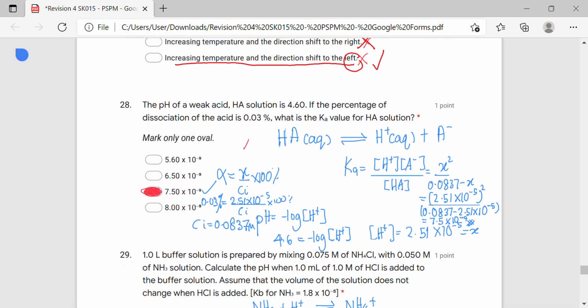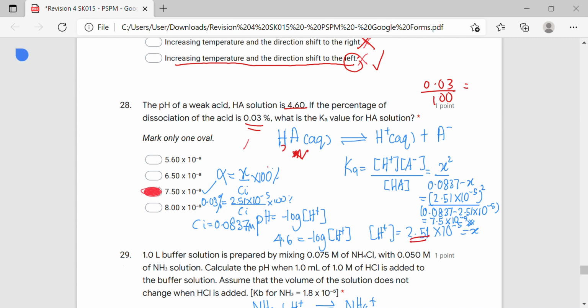So pH given 4.6. So daripada pH boleh calculate concentration of H+, dan dia juga bagi percentage of dissociation 0.03. So daripada sini kita actually boleh dapat nilai X. Okay, sebab kita tahu change over initial ialah percentage of dissociation. So 0.03 over 100 equal to, so daripada ice table yang ini X, yang ini initial concentration tadi 2.5.